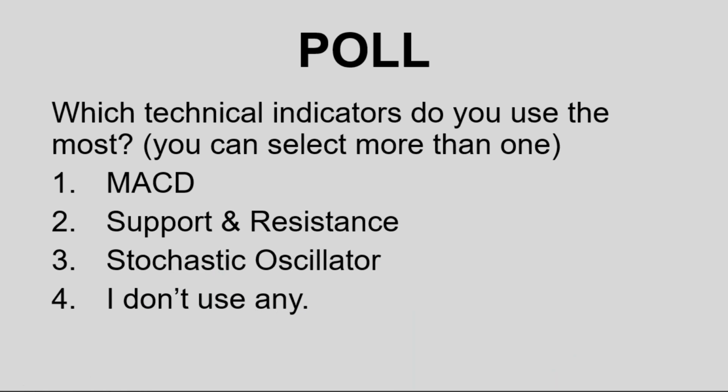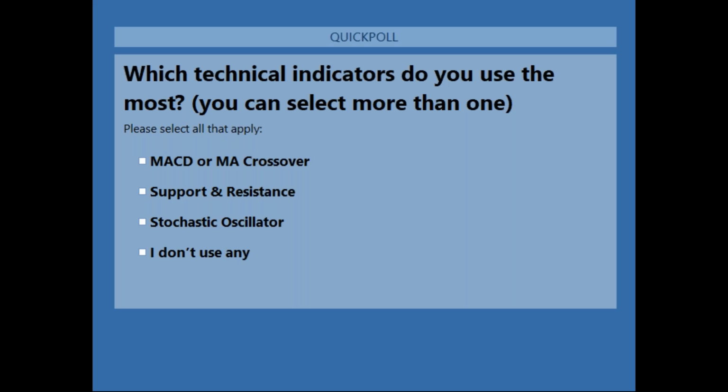Awesome. Cynthia added a poll here, so I'm going to launch this poll. I like to get a sense of who we have in the room. You can officially see that poll on your screens now. The poll is: which technical indicators do you use the most? You can select more than one. Is it the MACD, support and resistance, stochastics, or you don't use any technical indicators? We're collecting responses here. I'm going to give you another maybe 15 seconds to answer.